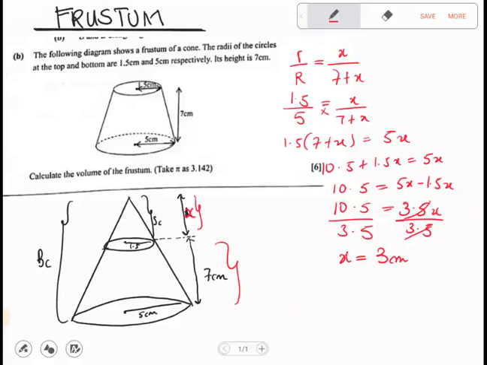Now the same x, remember I said, is the height of the smaller cone. So the height of the smaller cone is 3 centimeters, and the height of the bigger cone is 7 plus x, so 7 plus 3, which gives us 10 centimeters. Now that we have this, we can find the difference in volume. Let's find the volume of the bigger cone.